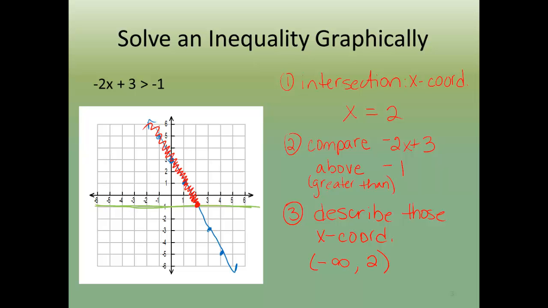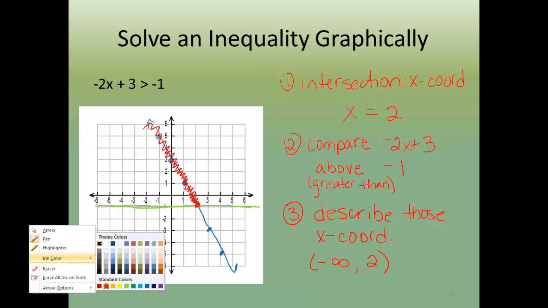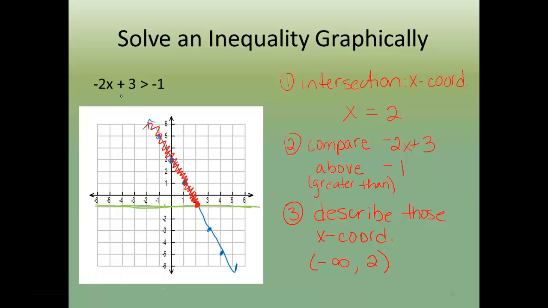If we go ahead and try to solve this algebraically, subtract 3 from both sides, I get negative 2x is greater than negative 4. Divide both sides by negative 2. I have to flip my inequality because I'm dividing by a negative, and I get x is less than 2, which is exactly what those x-coordinates described.